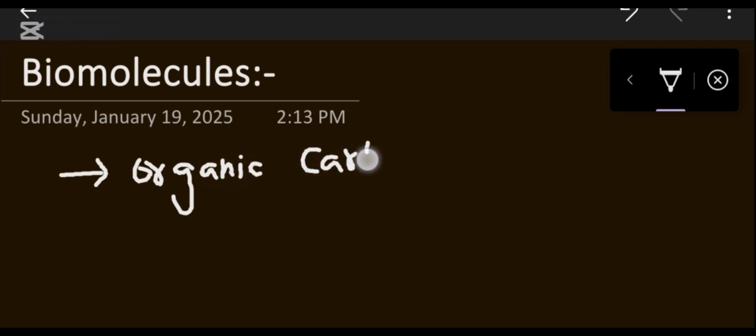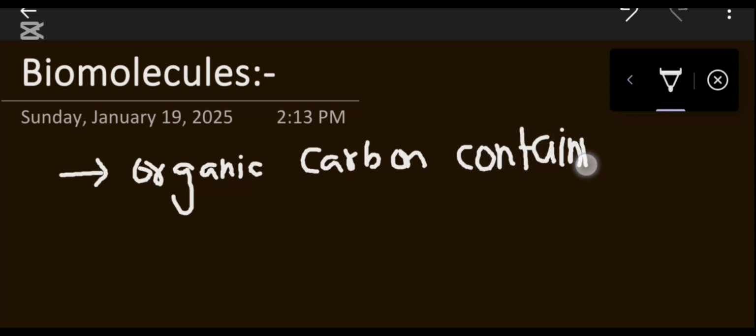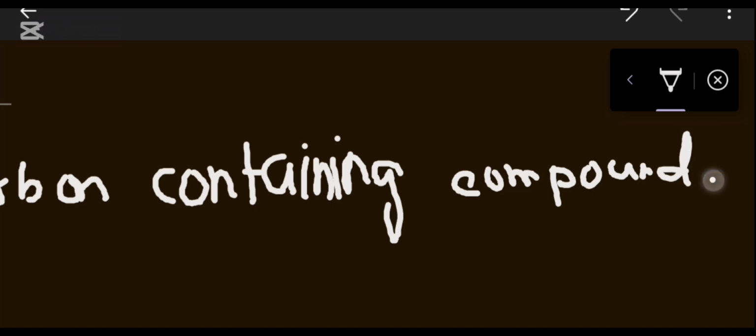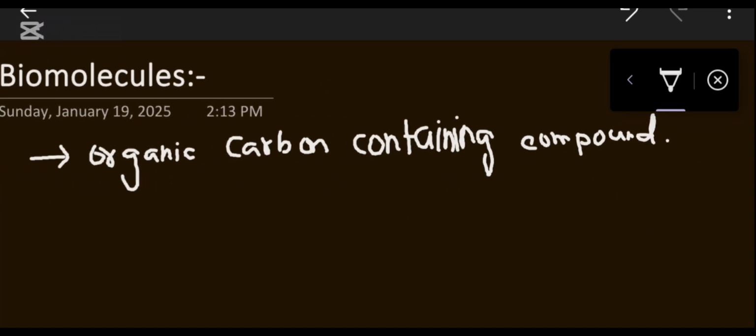Hello everyone, we are going to discuss first year chapter which is biomolecules. So as we know, the definition of biomolecules is that these are the organic carbon containing compounds in our living body. If I remove the word organic, what will remain? Carbon containing compounds.